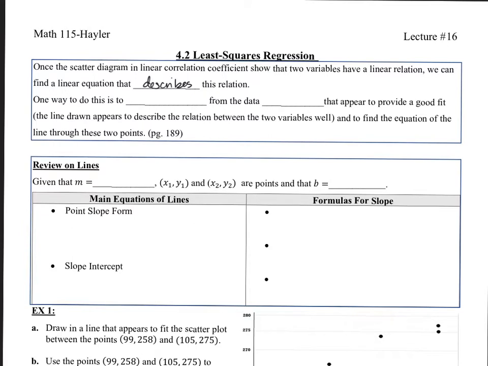One way to do this is to select 2 points from the data that appear to provide a good fit. Okay, so this space should not be there, it should be over there. Hopefully I fixed that in your notes. The line drawn appears to describe the relation between the two variables well, and we want to find the equation of the line through these 2 points.